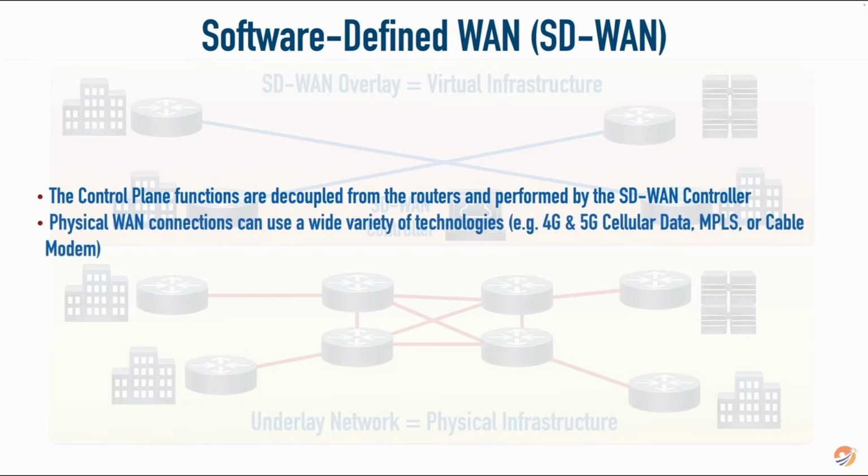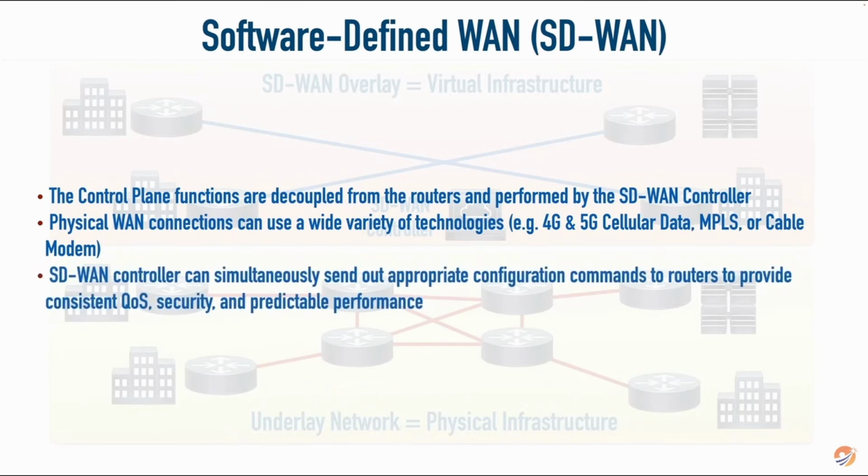And we can have a wide variety of physical WAN connections, everything from cellular to Metro Ethernet or cable modem or MPLS, and the list goes on and on. And as long as we educate our SD-WAN controller about those technologies, it will take care of it. It will send out appropriate configuration commands to our routers. It knows what's available on those routers, and it's going to give us that security and quality of service and predictable performance that we had with those traditional point-to-point WAN connections.